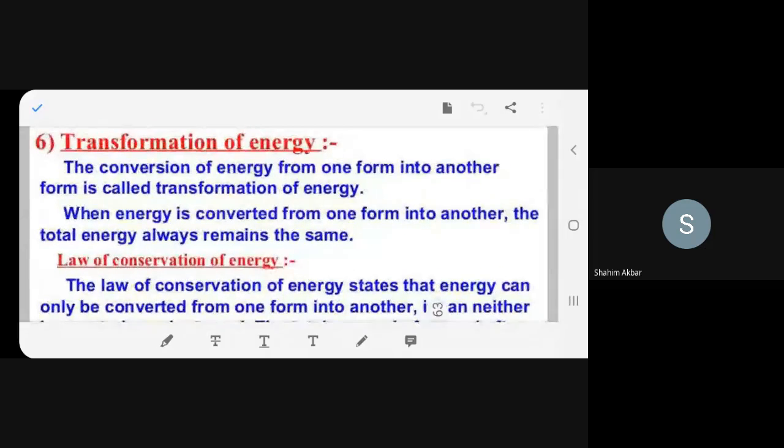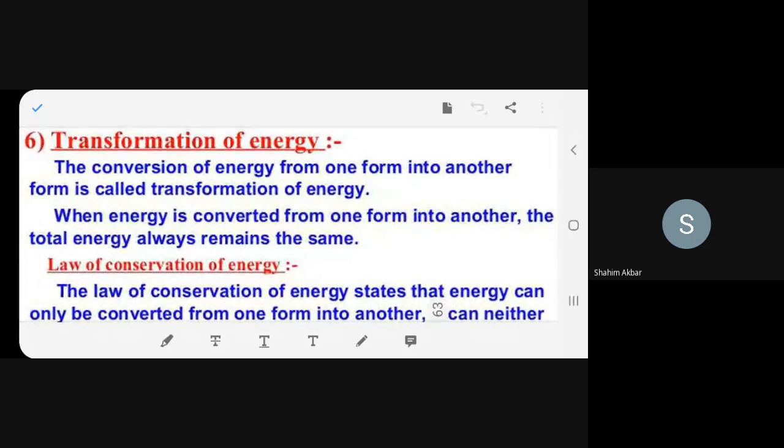Now we'll see how the energy gets transformed from one form to another. 6. Transformation of energy. The conversion of energy from one form into another form is called transformation of energy. When energy is converted from one form into another, the total energy always remains the same. So what you should understand? That is the main point: the total energy always remains the same, in any form of energy.